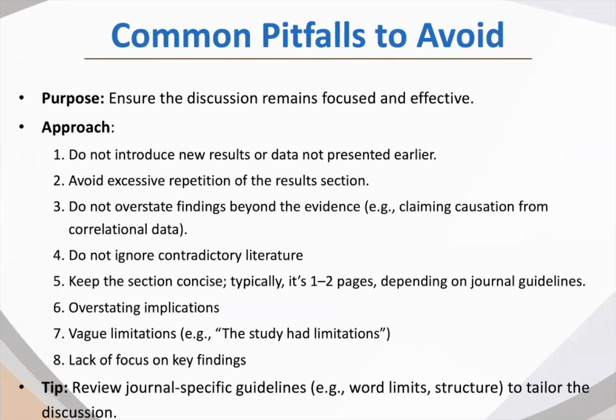To avoid some common mistakes, remember these key points. Do not introduce new results in the discussion. Avoid simply repeating the results section. Never overstate your findings, like claiming causation from a correlational study. Don't ignore literature that contradicts your findings. Addressing it head-on is a sign of robust scholarship.